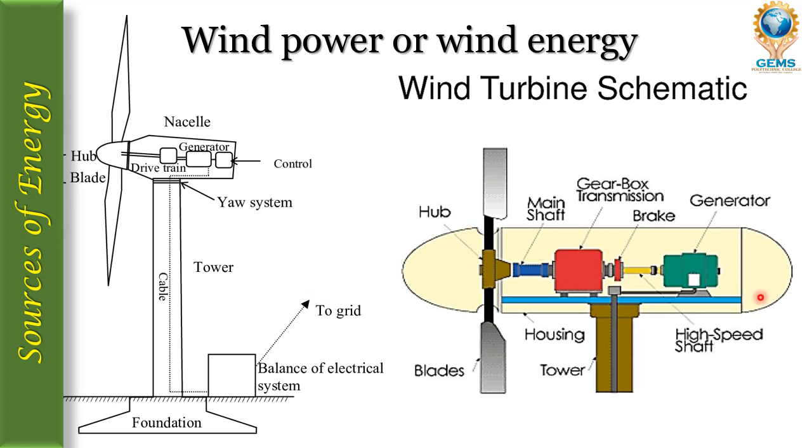And this is how the wind turbine schematic diagram looks. So this is the central hub, and from this hub the three blades are connected, and from this hub the main shaft is connected to the gearbox transmission, and from this gearbox the brake is connected, and from the brake it is coupled with the generator, and through this generator electricity is produced.